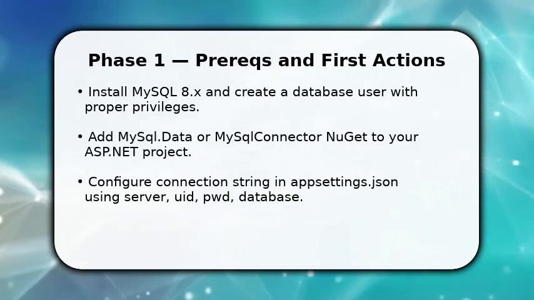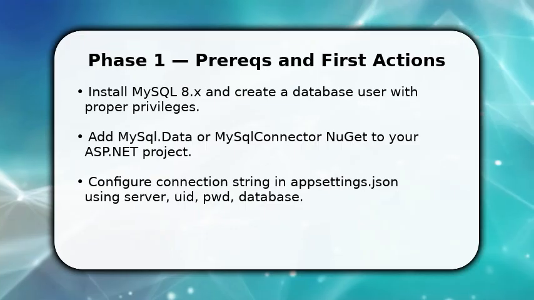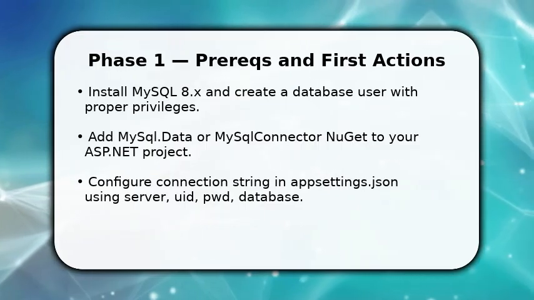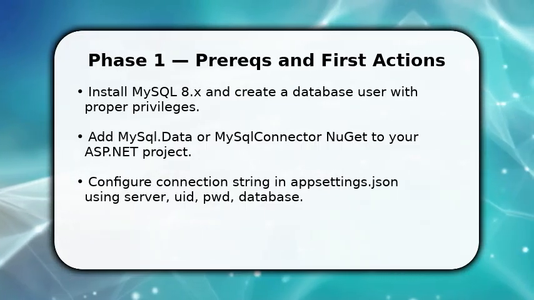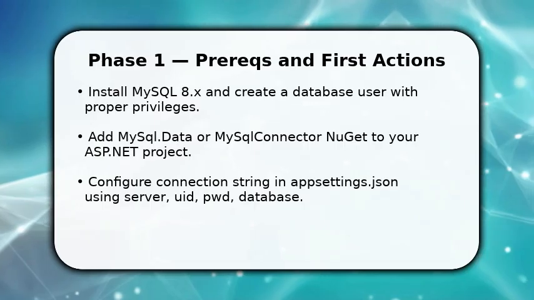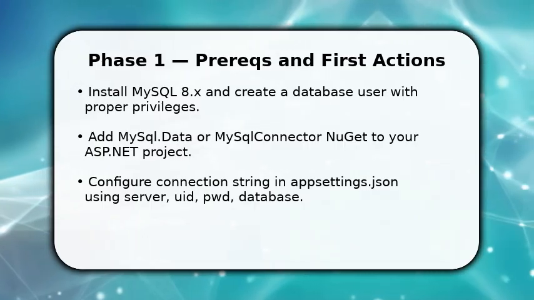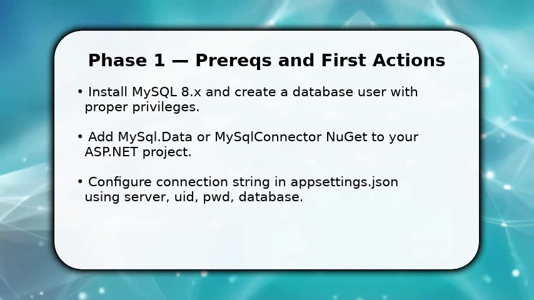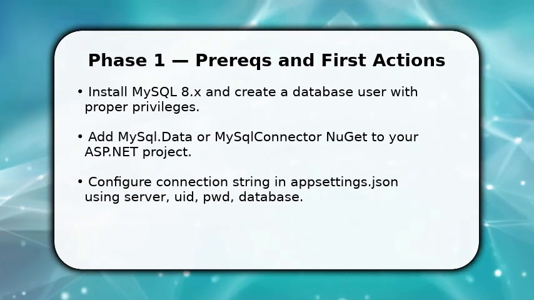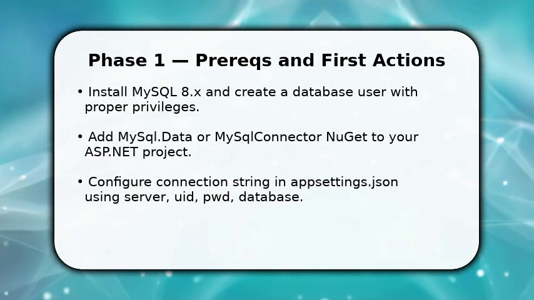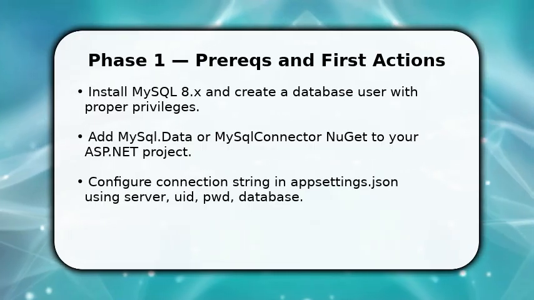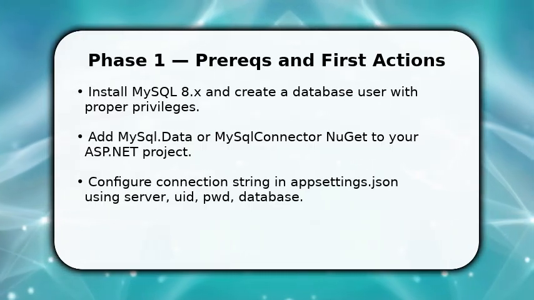Then add a connection string in appsettings.json with server, user ID, password, and database name so your app can locate MySQL. Once done, register configuration access in Startup or Program.cs so you can read the string at runtime. Make sure the user has select, insert, update, delete privileges to avoid permission errors later.